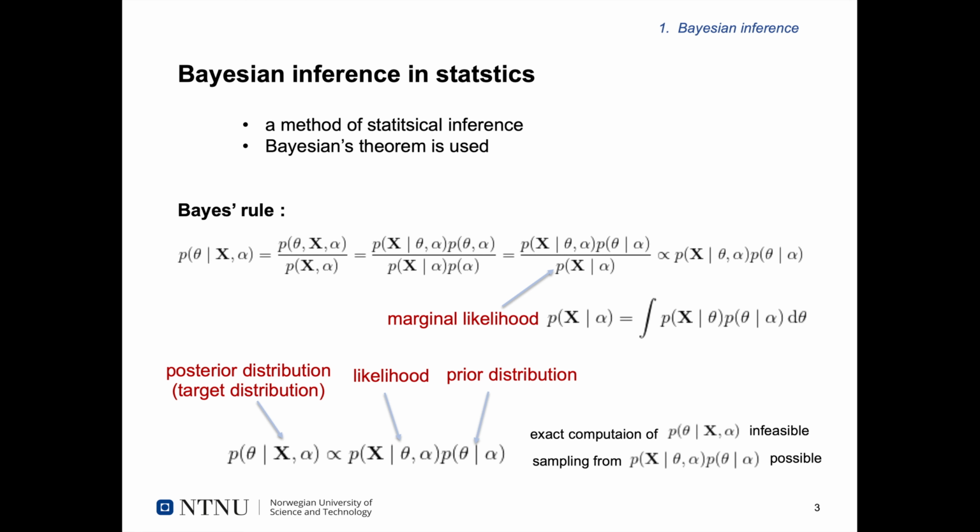The exact computation of the posterior distribution is practically infeasible, and some approximation techniques have to be used. For example, we can sample from the product of likelihood and prior distribution to approximate the posterior. One of the methods that can do this is called Markov chain Monte Carlo, in short MCMC. Before introducing MCMC, I'm going to explain what Monte Carlo means.